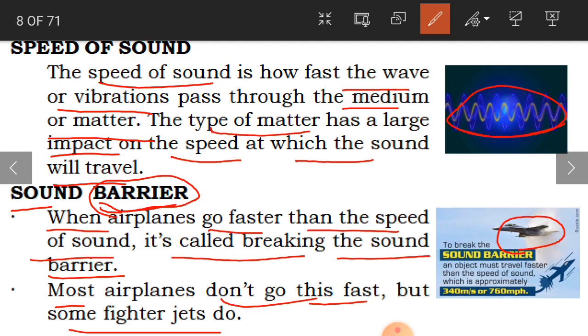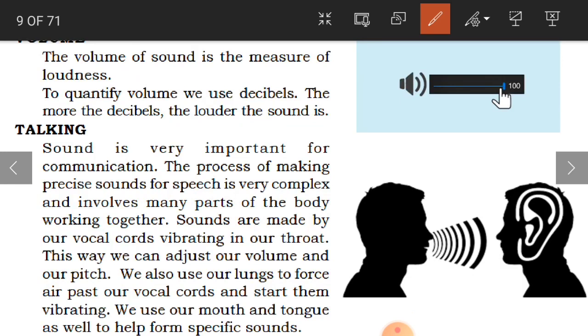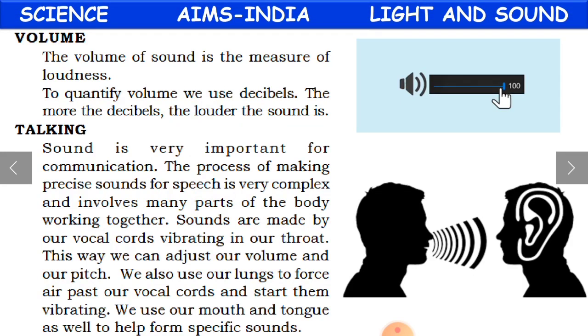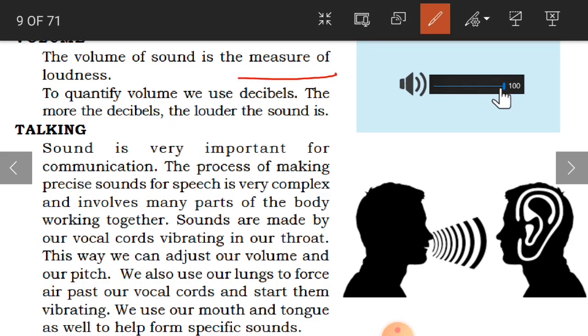Clear, children? So this is the speed of sound and sound barriers. Now we learn about the volume. In the beginning, when I was explaining sound, I told you about volume: you increase or decrease the volume of your TV, your computer, or your music system. This is nothing but the measure of loudness, like how much audible it is. You want it too loud, or you want it too low.